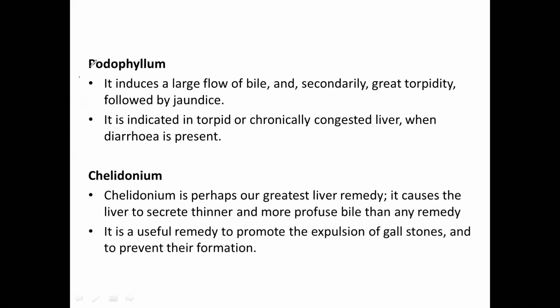Next drug is podophyllum, which induces a large flow of bile and secondarily great torpidity followed by jaundice. So simply you can think of the use of podophyllum in obstructive jaundice. It is indicated in torpid or chronically congested liver when diarrhea is present. So that means if a patient has jaundice, which is usually associated with diarrhea, in that case also you can think of podophyllum.